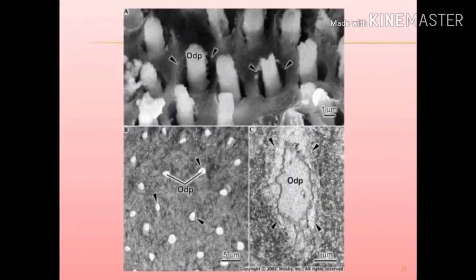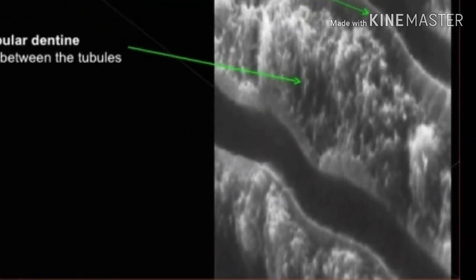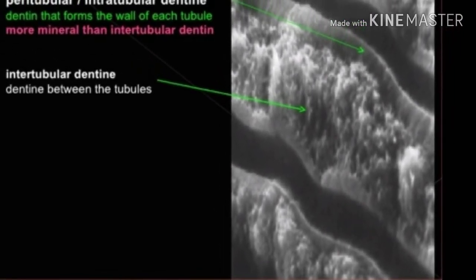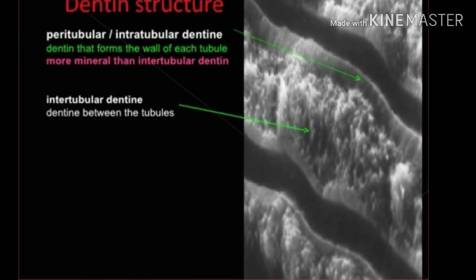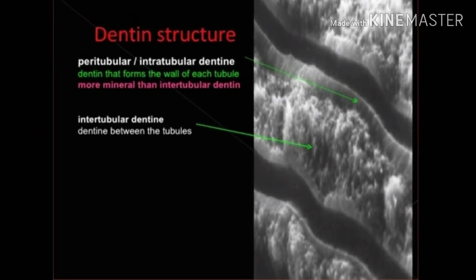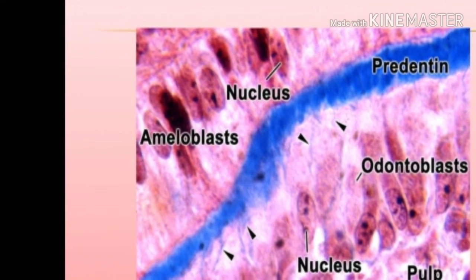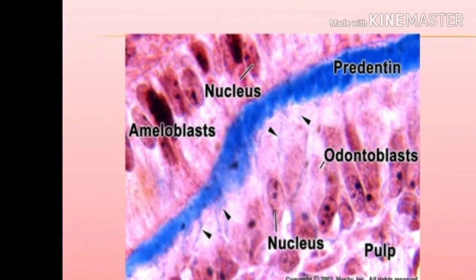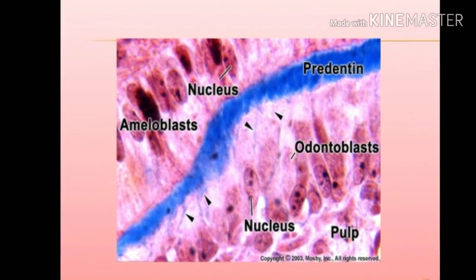The figure shows the dentin structure, the peritubular, the intratubular dentin, dentin that forms the wall of each tubule, with more mineral than the intertubular dentin, and shows the intertubular dentin, dentin between the tubules. Here the figure shows the enamel and dentin. The cells of the enamel are ameloblasts, while those of dentin are the odontoblasts, showing their nucleus. Innermost is the pulp, and the predentin is also shown in the figure.